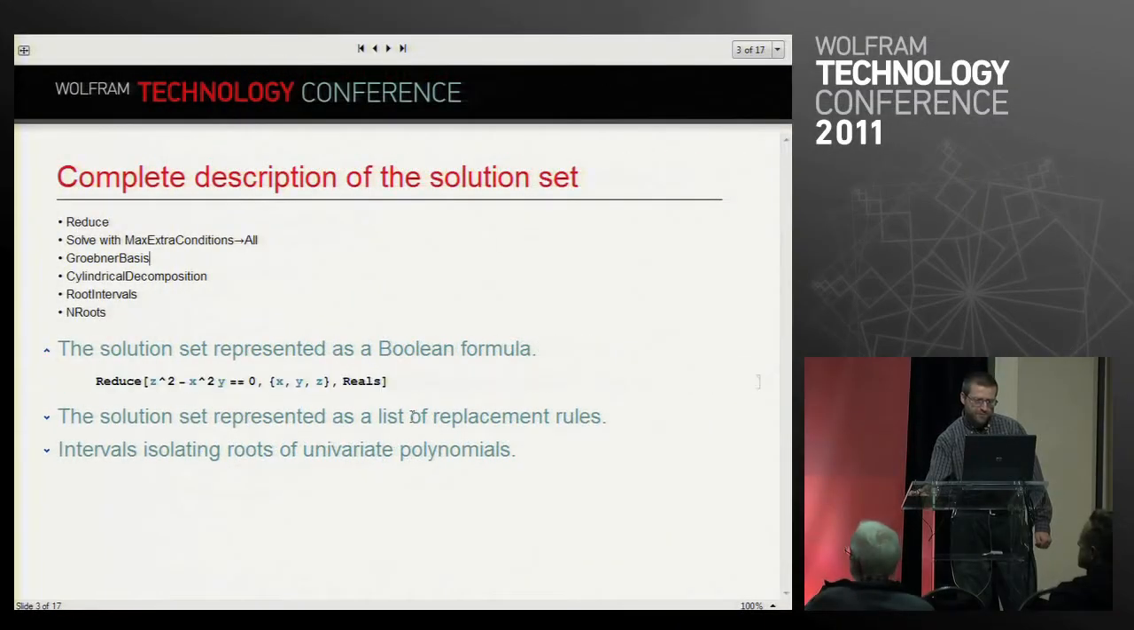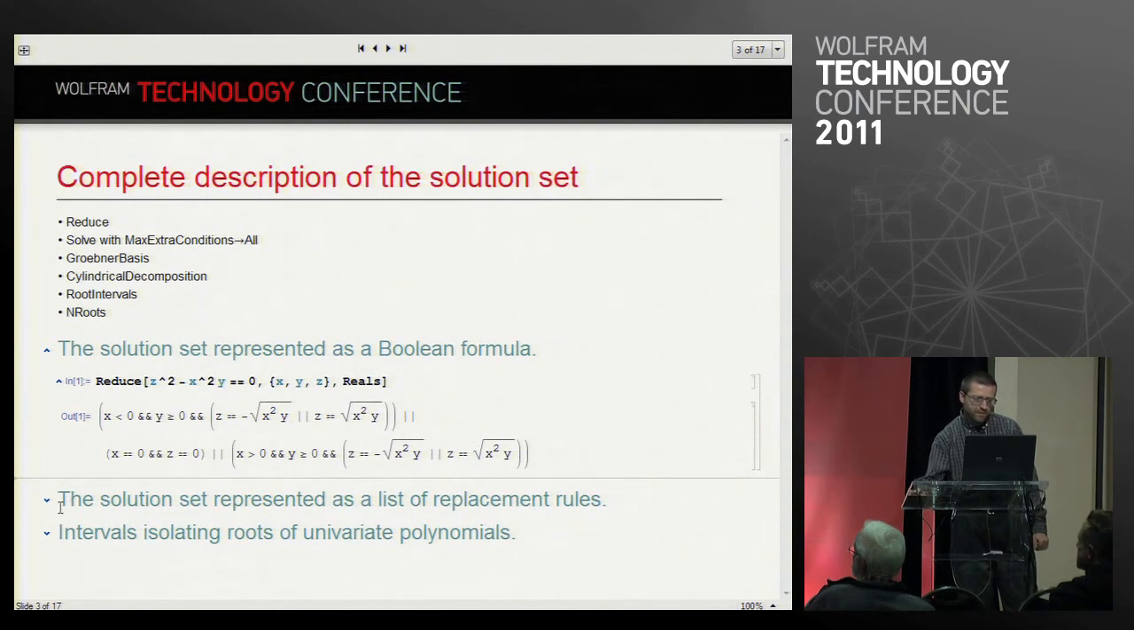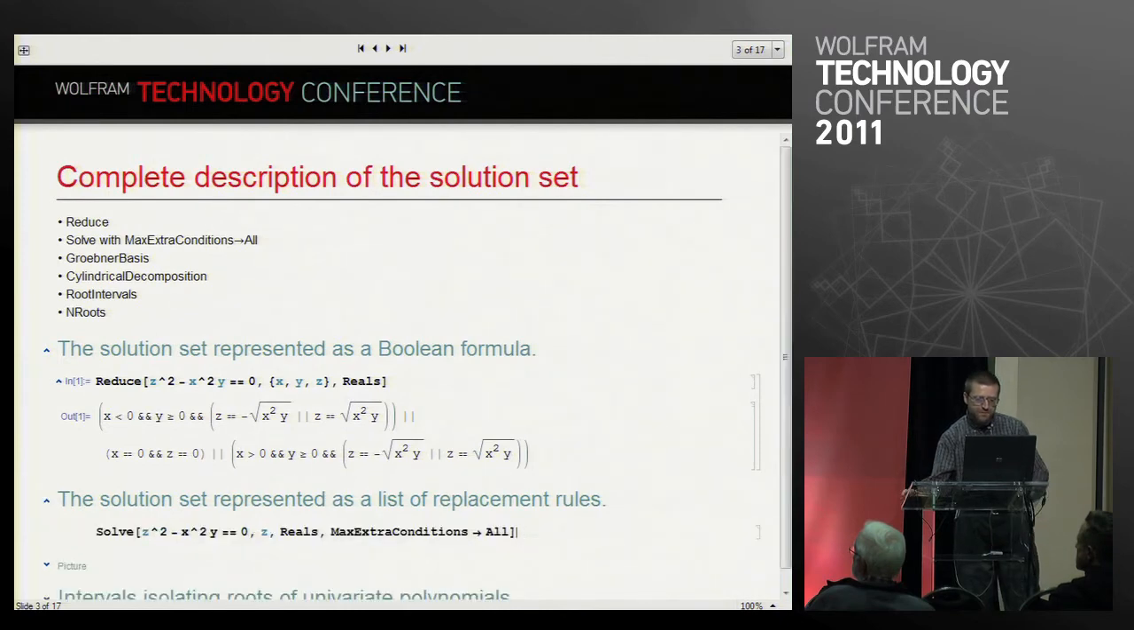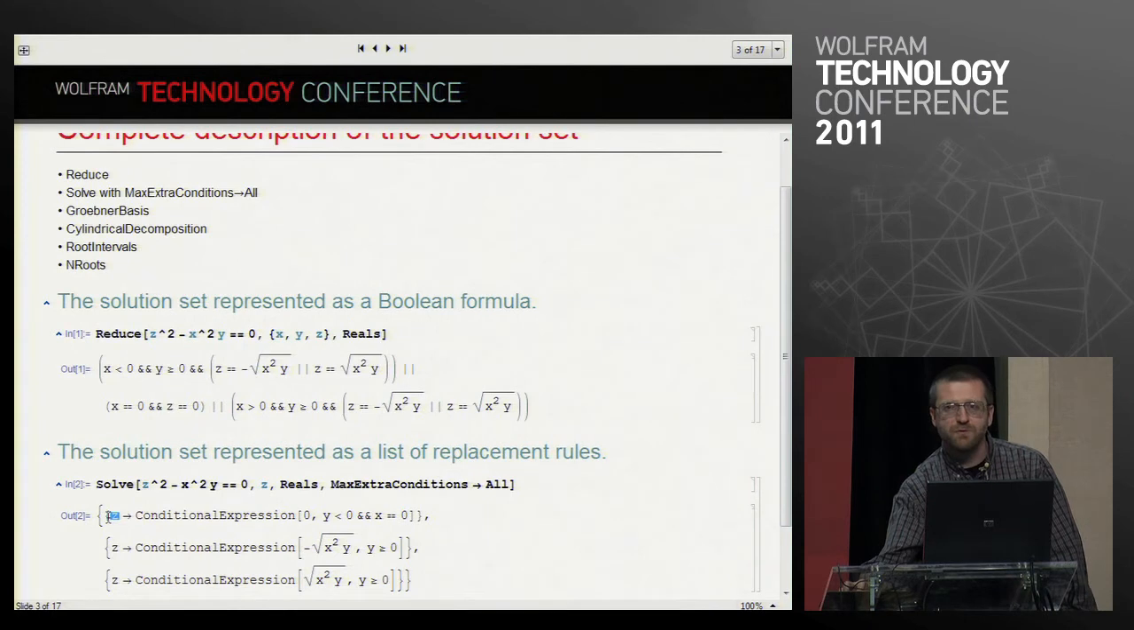So first, we get the description of the solution set as a Boolean formula. So we get the variable and some bounds on the variable, equations or inequality bounds. Now the same solution set represented as replacement rules. So this is exactly the same set. The representation is different. So we get replacement rules for z because we solved for z, and we get conditions on x, y that make the solutions correct.